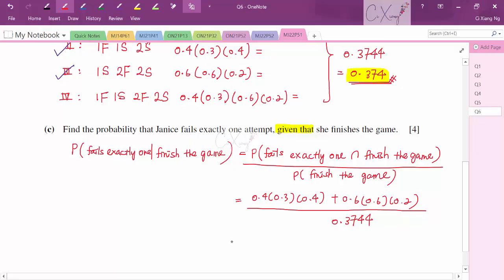Okay, and then from here, if you try to simplify everything, your answer should be 25 over 78, or you can change it to 3 significant figures where it should be 0.321. Okay, so this is how we solve all the 6 questions for this partial paper. All right, so thank you very much for watching.